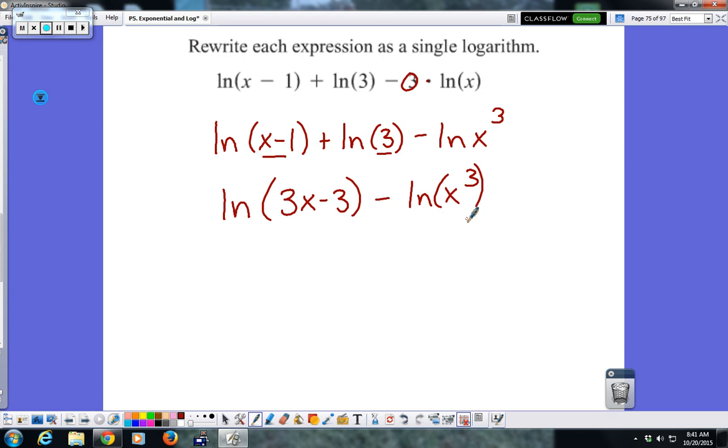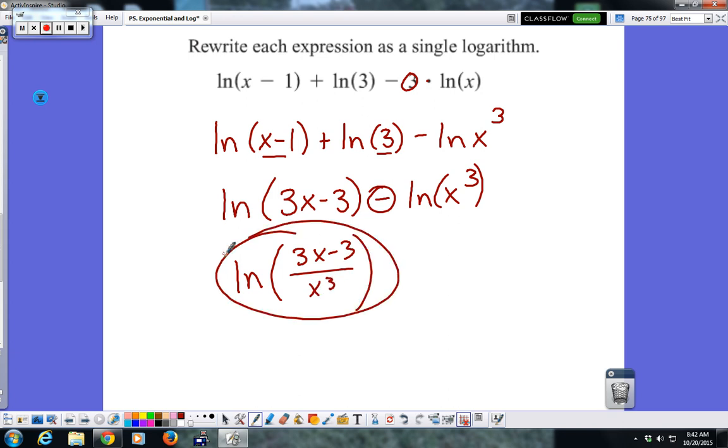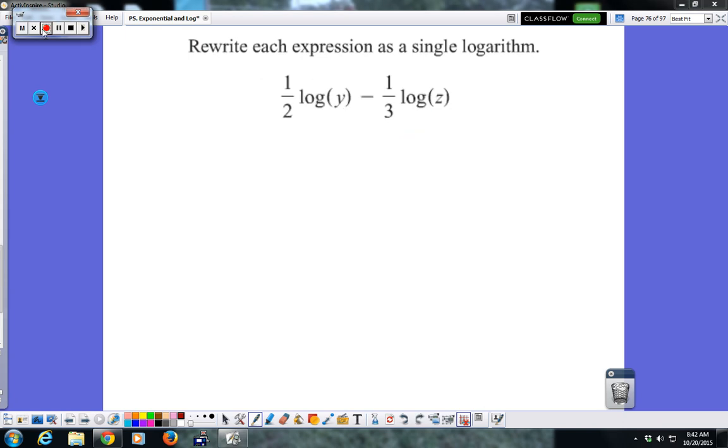Last problem, we tore it apart. Now let's put it back together. Caleb, what do you have when you have a log minus a log? That'd be the natural log of, putting the pieces back together. Good job. Okay, the next one, we'll fly through this.